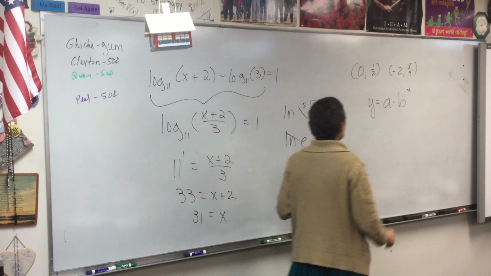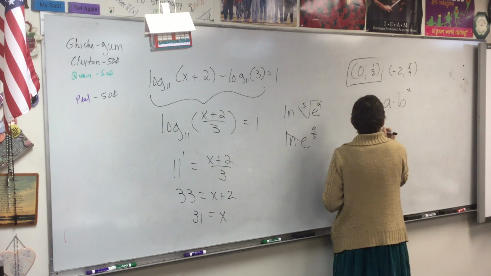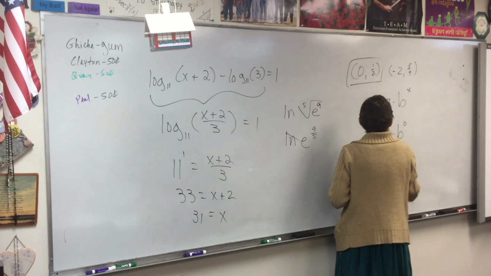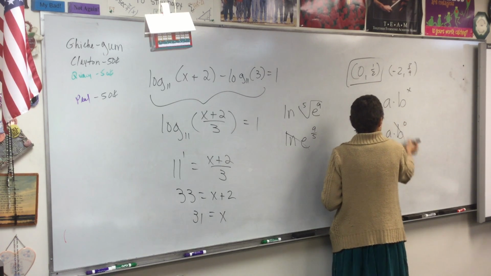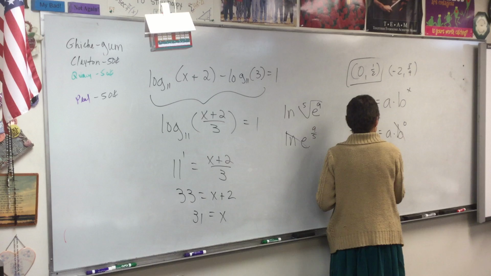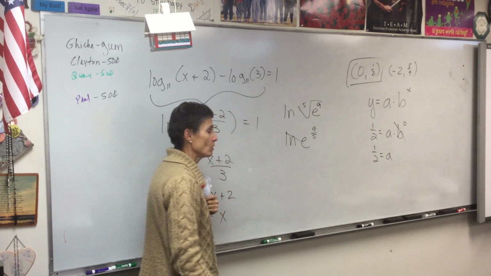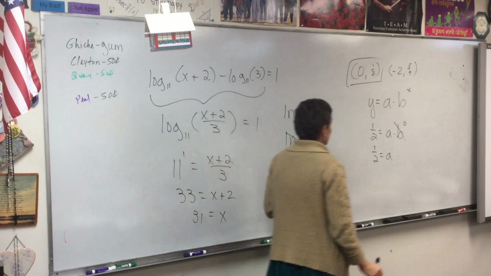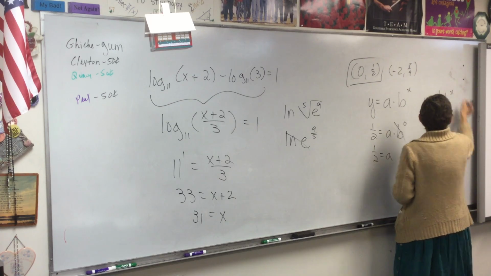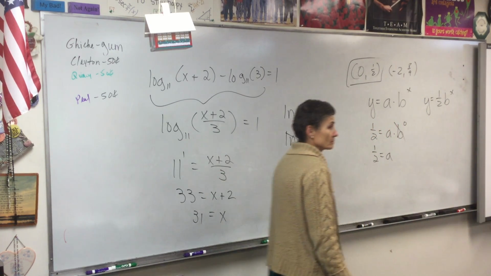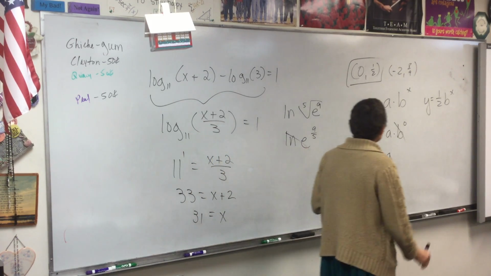We plug in the point that has a 0. This is going to be your initial value. So when you plug it in, y and x, that is just 1. So 1/2 is a. We have observed that before. That's your initial value. So now your equation is y equals 1/2 b to the x. So what do we do now? Plug in the other point.